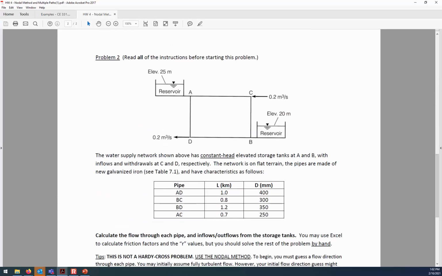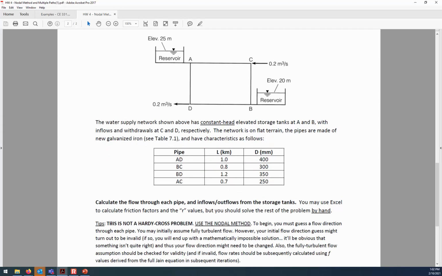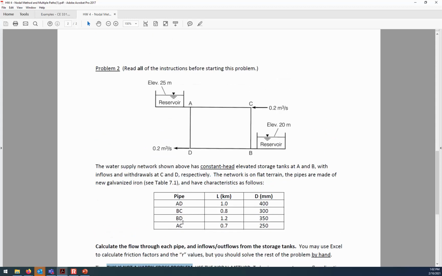On the second homework problem, we're going to start talking about the ideas that you use to solve this problem today. But it maybe looks like a Hardy-Cross problem, and next week we'll start talking about Hardy-Cross, but I say here in the instructions this is not a Hardy-Cross problem. Just to clarify, don't use that other method that we're going to learn later this week.